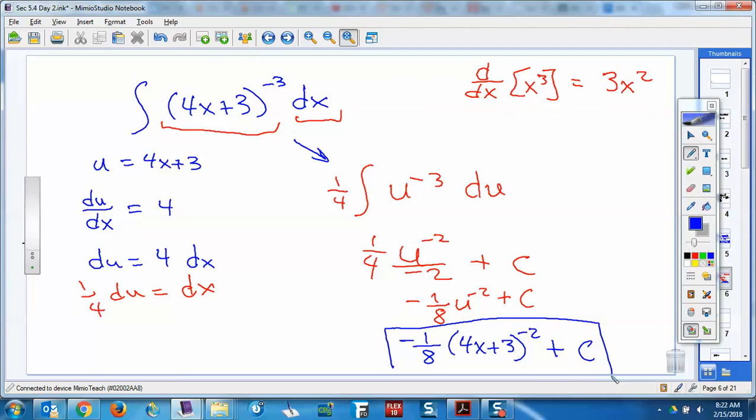So to be honest, if this one was on the gateway test, I would almost think you would just look at that and say, oh, this is just a 4 on the inside. This is just a power rule. I'm going to raise that up to -2, divide by -2, kick out a 1/4. That's going to give me my -1/8. So I don't even think you needed to do u substitution on this one, right? But it works, just to show you it works, okay? That's where it comes from, all right?